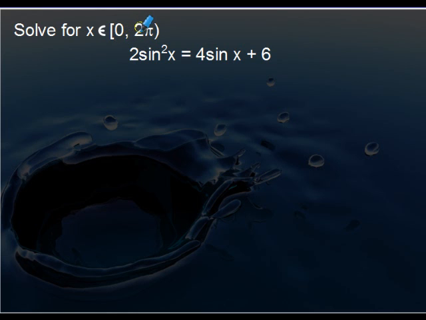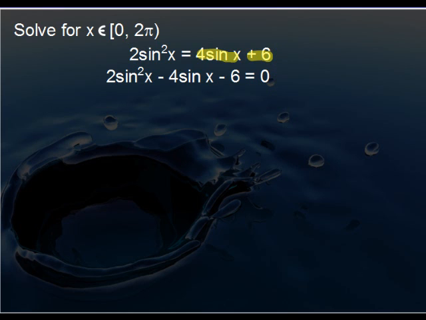Now, since it says 2 pi, this is a big hint here that your answers are going to be in radians. Now, you might notice that this is a quadratic, and because we have something squared, what we want to do is set one side to 0, because that's typical for quadratics. So let's go ahead and do that. Minusing these two over to the left-hand side yields this.